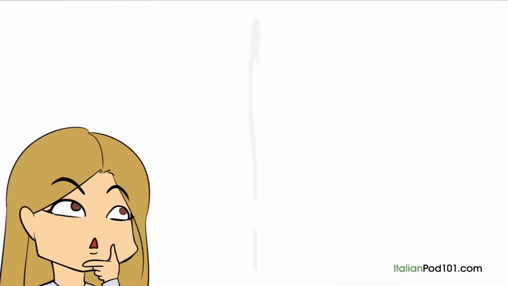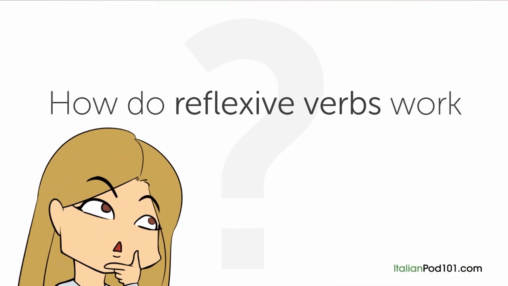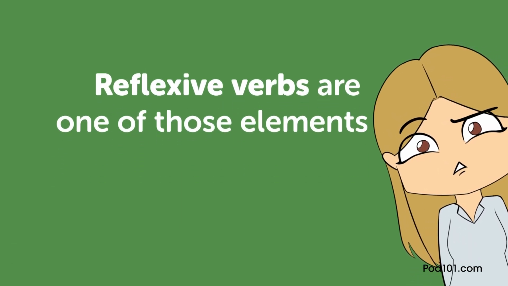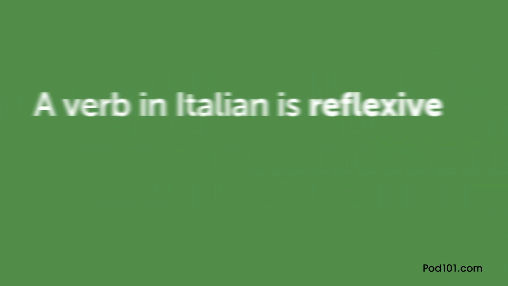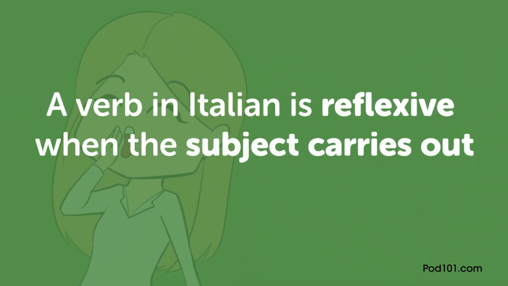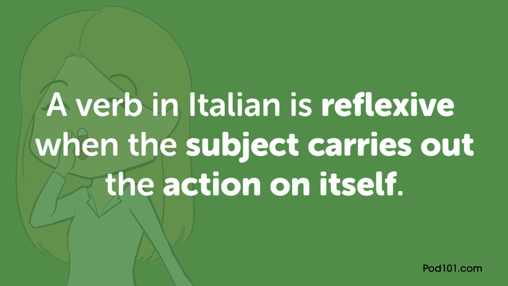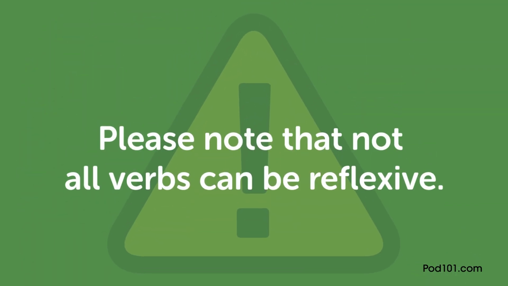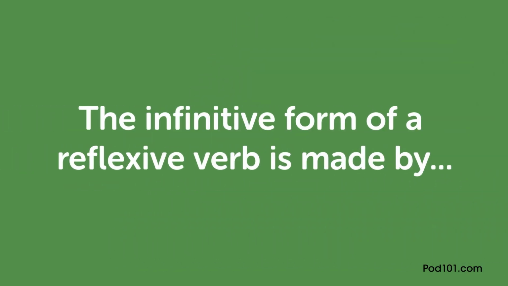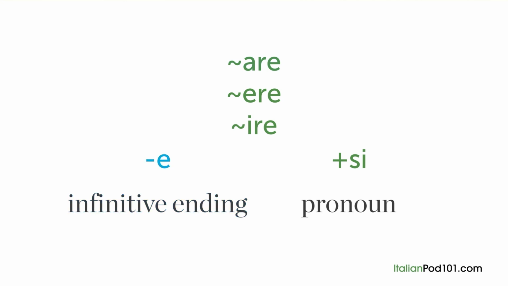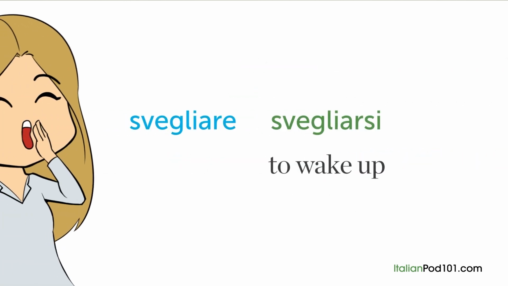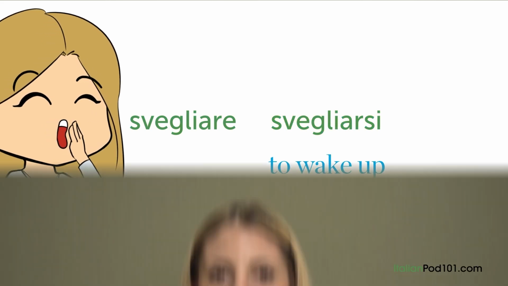The question for this lesson is, how do reflexive verbs work? Reflexive verbs are one of those elements that don't really have an English counterpart. A verb in Italian is reflexive when the subject carries out the action on itself. Please note that not all verbs can be reflexive. The infinitive form of a reflexive verb is made by dropping the infinitive ending e from are, ere, and ire, and adding the pronoun si. For example, svegliare, svegliarsi, to wake up.